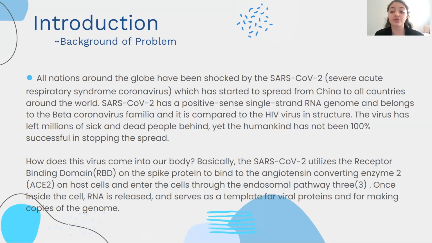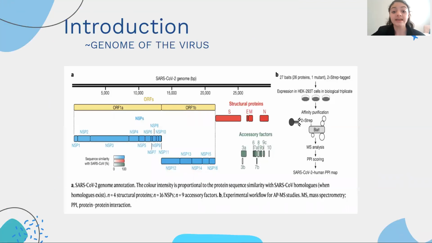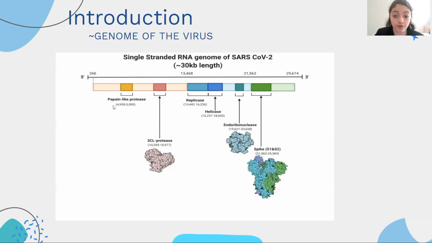The SARS-CoV-2 utilizes the receptor binding domain on the spike protein to bind to the ACE2, also known as the angiotensin converting enzyme 2, on host cells and enters the cell through the endosomal pathway. Once inside the cell, RNA is released and serves as a template for viral proteins and for making copies of the genome. Here's what the spike protein looks like relative to the rest of the coronavirus genome.